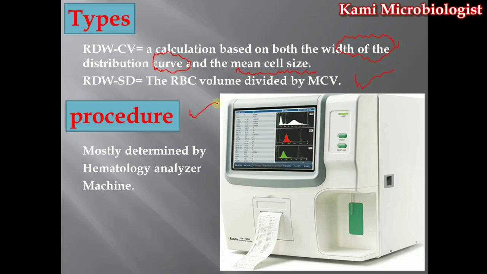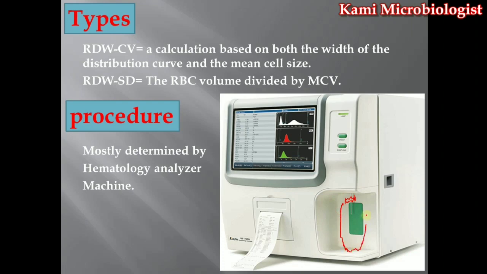But if we want to find it out, we mostly find it out using a hematology analyzer machine. Now, how do we find out the RDW using this hematology analyzer machine? In this case, first of all we take the blood in an EDTA tube, and then we remove the cap from the tube, and then we dip this needle, as you can see, into the tube.